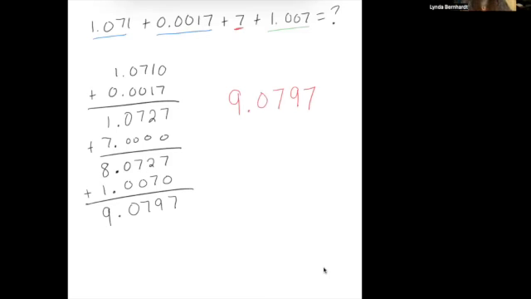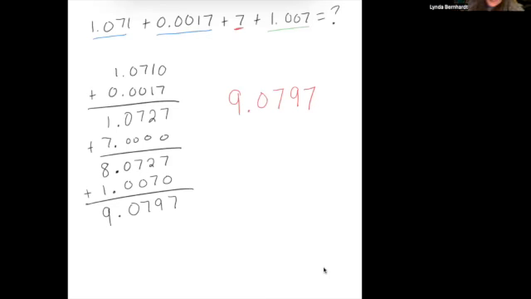Now, I am going to double check it on my handy calculator to make sure I did not make any simple mistakes. Because, yeah, wouldn't that be embarrassing? 0.0017 plus 7 plus 1.007. 9.0797. Yay! I got it right. Okay. Taking it down into little bite-sized pieces will help you tremendously.